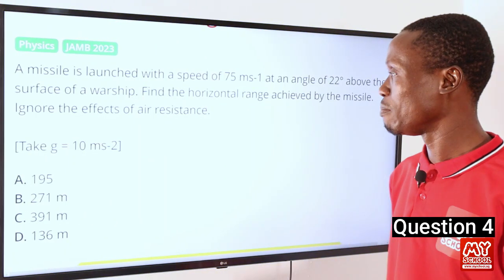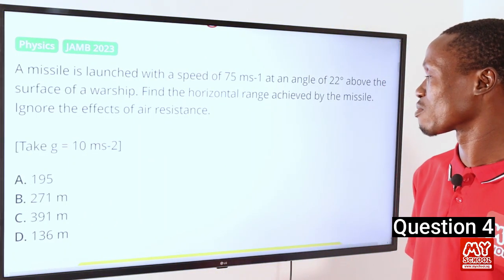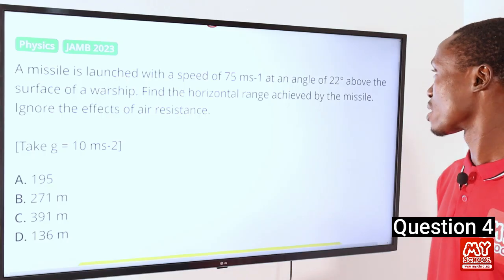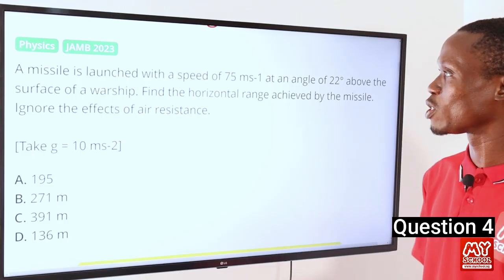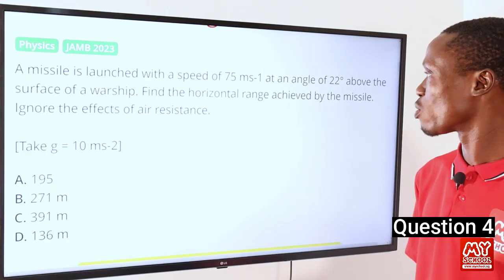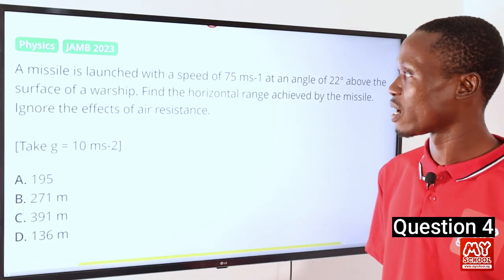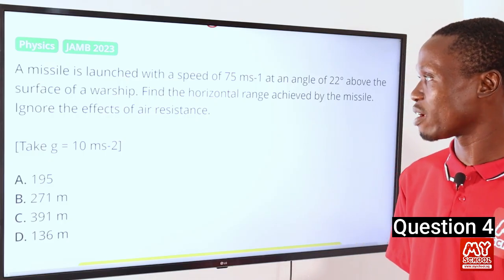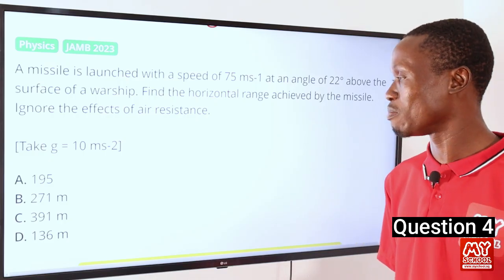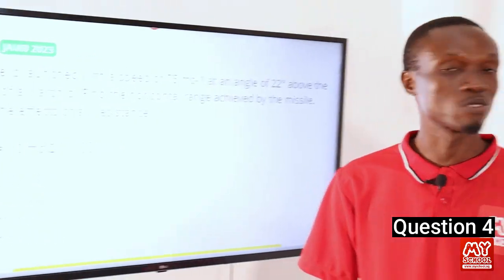Question 4. A missile is launched with a speed of 75 meters per second at an angle of 22 degrees above the surface of a warship. Find the horizontal range achieved by the missile. Ignore the effects of air resistance. Take g to be equal to 10 meters per second squared. So let's move over to the board to solve that question.